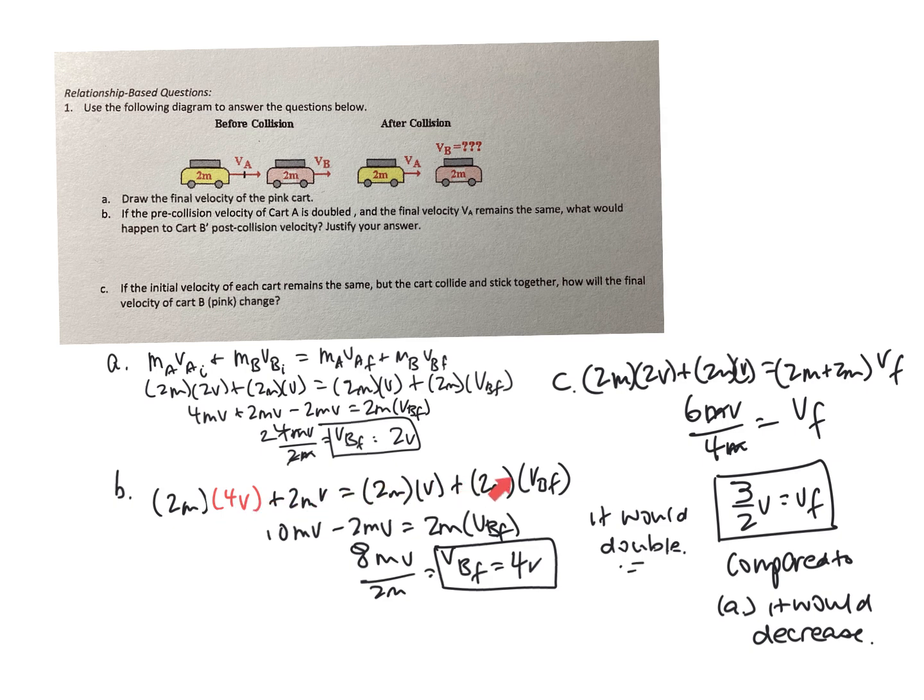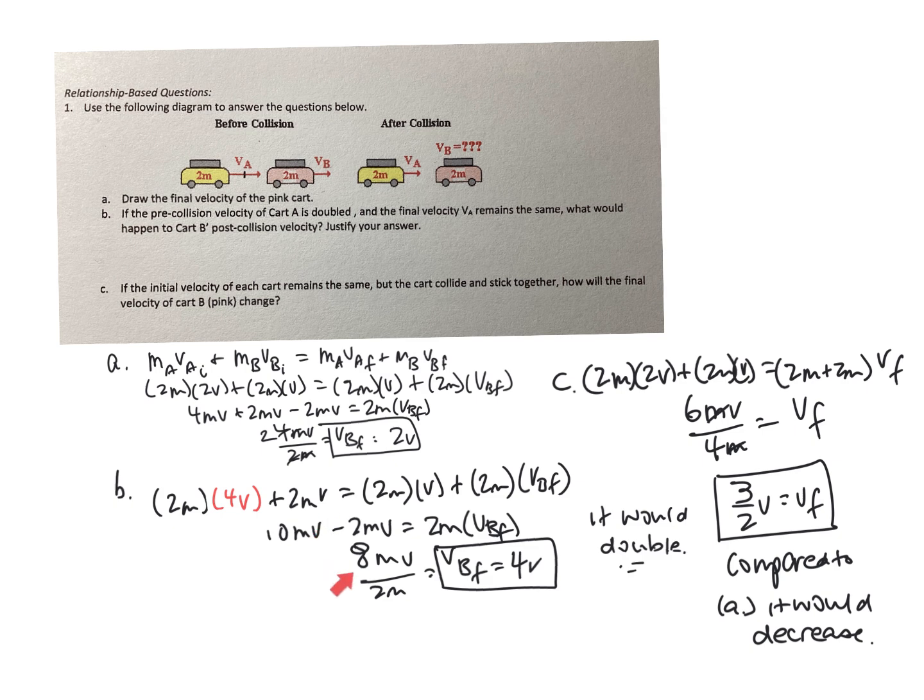I just solved the problem again. They said, if I double this velocity, what does that mean? That just means instead of 2v, it's 4v. Everything else stays the same, and I solve the problem. I do everything the same way. But when I double this guy, I also double the final velocity of b. So it was 2v, now it's 4v. So don't overthink it. Just rewrite your equation for hit and bounce. Instead of 2v, replace it with 4v, and then solve for the unknown VB final.